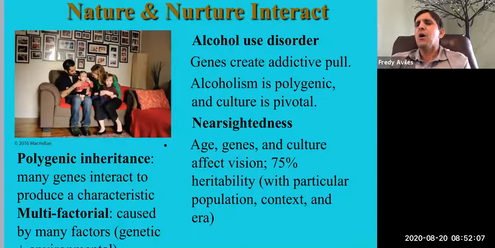Commonly known as alcoholism. Alcoholism is genetic, okay? Some people are more prone to becoming alcoholics than others, okay? So the genes create an addictive pool, right? Some people are more likely to be addicted to alcohol depending on their genetics. But alcoholism is actually also polygenetic. Poly means many, genetic means has to do with genes. So alcoholism being polygenetic means that there's actually many genes that contribute to alcoholism genetically.